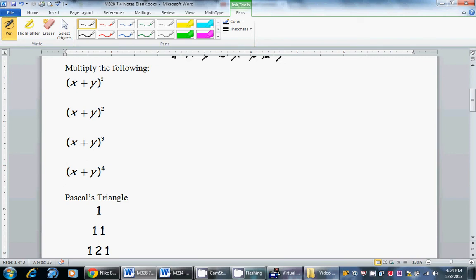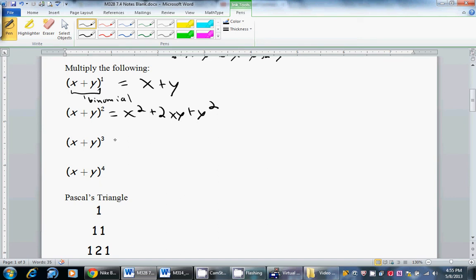Multiply out the following. Okay, x plus y in parentheses like this is a binomial. Hopefully we knew that. Now, x plus y to the first power is just going to equal x plus y. x plus y squared, well, you guys know how to FOIL this out. x plus y times x plus y is x squared plus 2xy plus y squared.